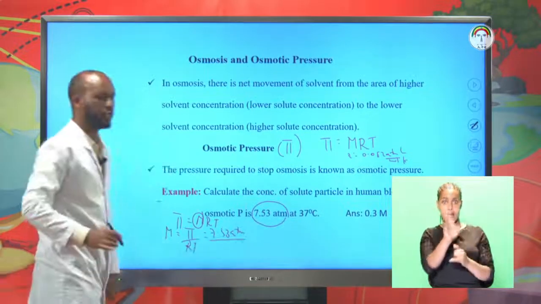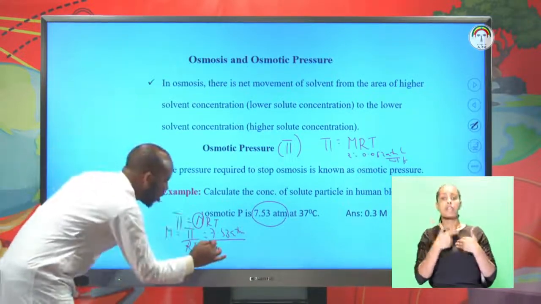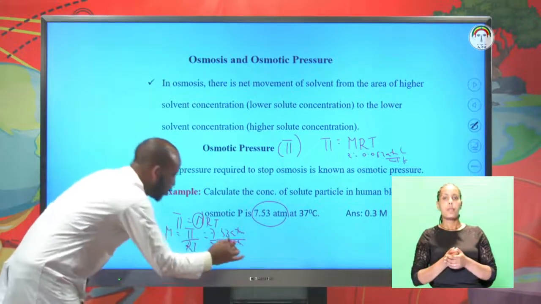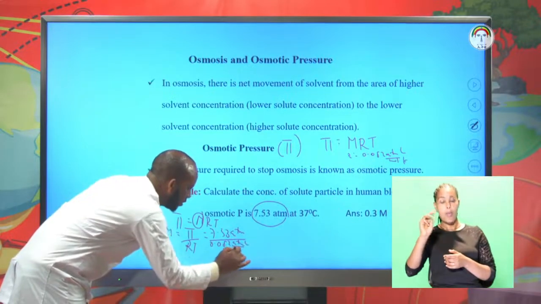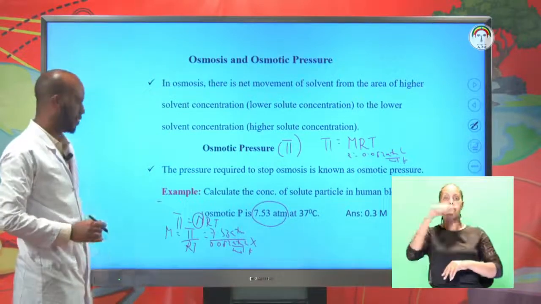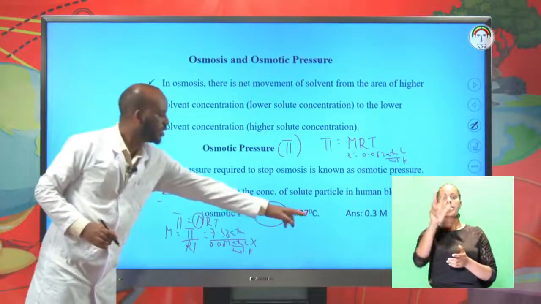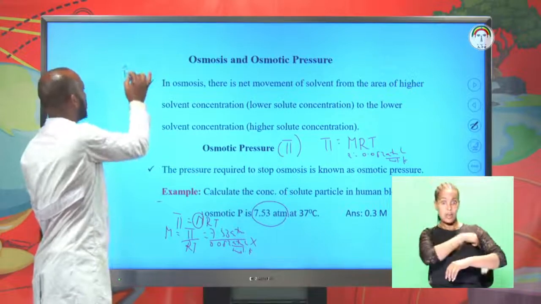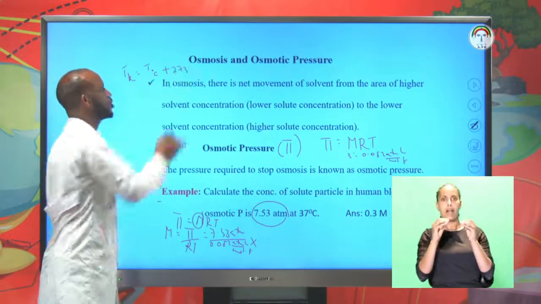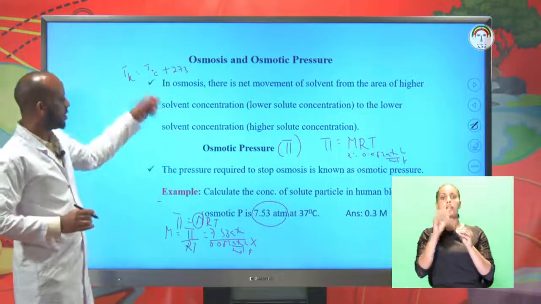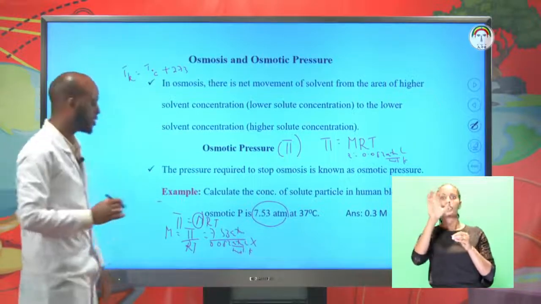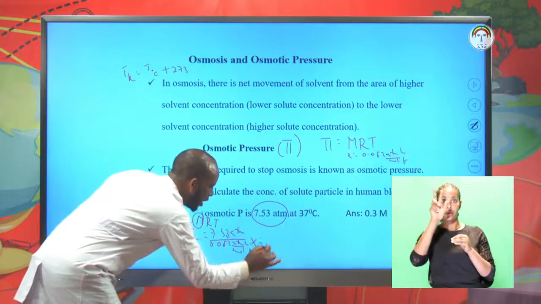Divided by R, universal gas constant, having value 0.082 atmosphere liter per mole Kelvin, times temperature in Kelvin. 37 degrees centigrade: temperature in Kelvin equals temperature in degree centigrade plus 273. Degree centigrade is 37. 37 plus 273 is 310 Kelvin.